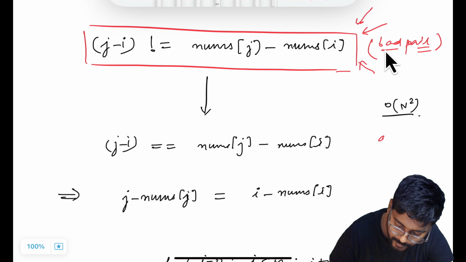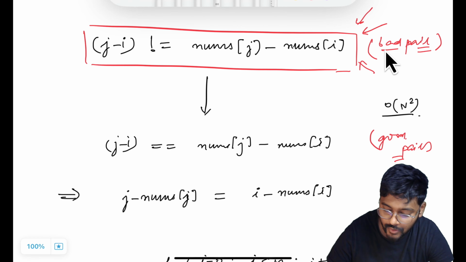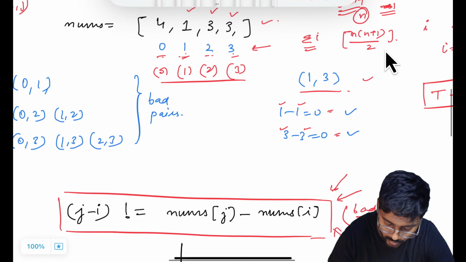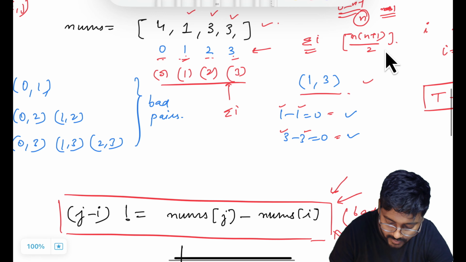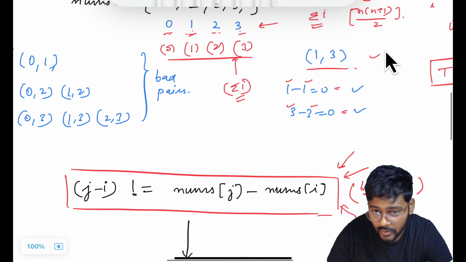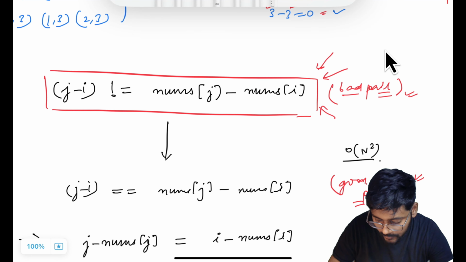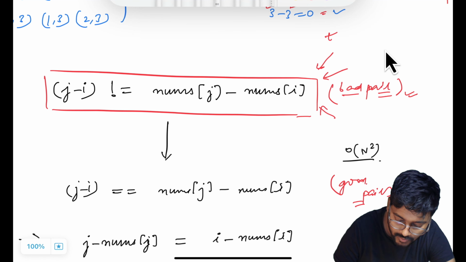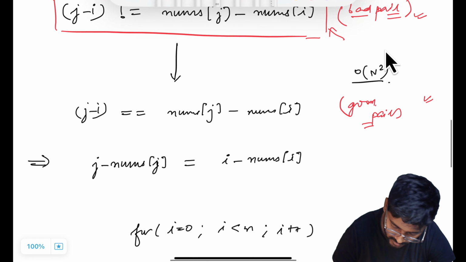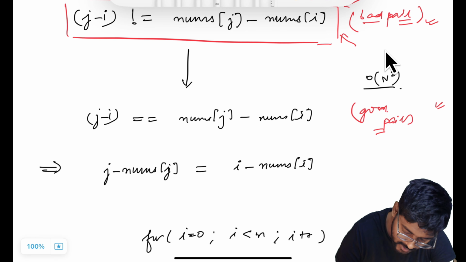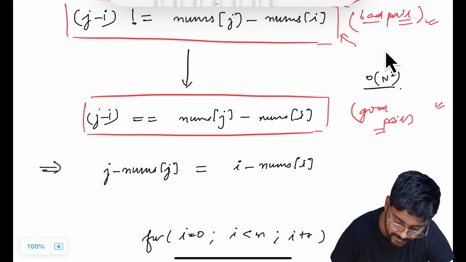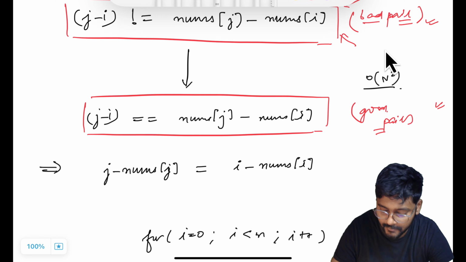So let's explore the good pairs. Can we do something better to figure out the number of good pairs? Why? Because the total number of pairs we already know. The total number of pairs is equal to the sum of indices in this array. Total number of pairs we know; the bad number of pairs we have to figure out. If we get the good number of pairs, we can easily find it: total pairs minus good pairs is equal to bad pairs. So good pairs are going to satisfy this condition, that j minus i is equal to nums of j minus nums of i.